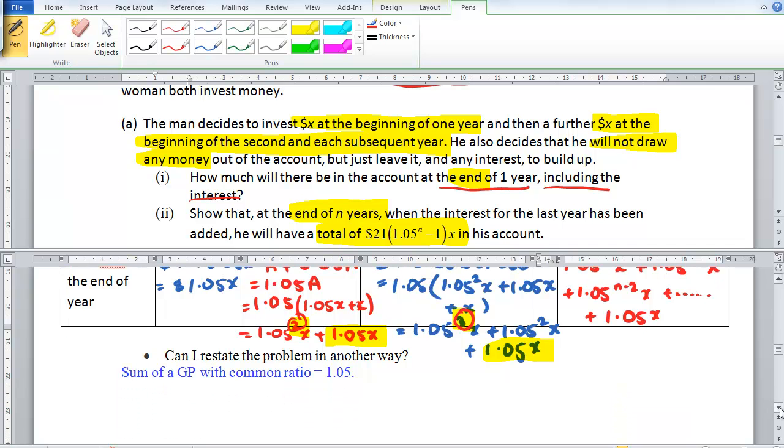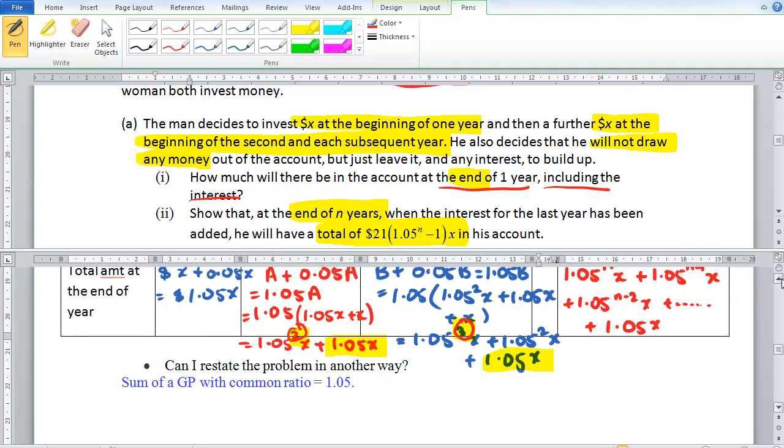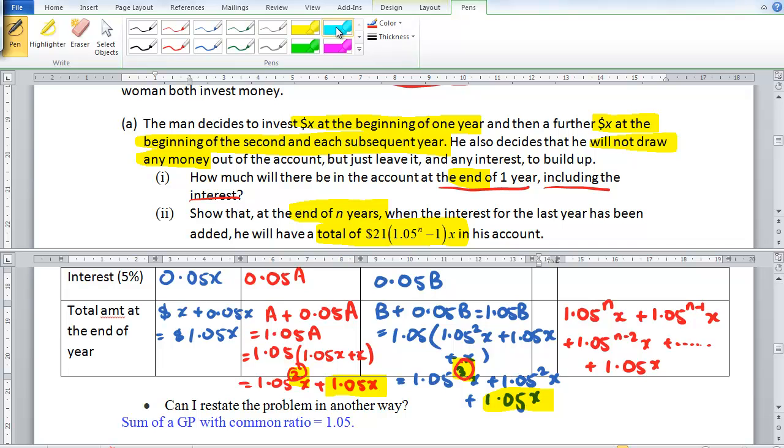So I see this, and let's get back to what the question says. What do I need to find? I actually need to show that at the end of n years, after the interest has been added, he has a total of how much. So I'm asked to find whatever I have over here, whatever the total amount at the end of year 3 that I'm highlighting now. I'm asked to find this for 16A part 2.